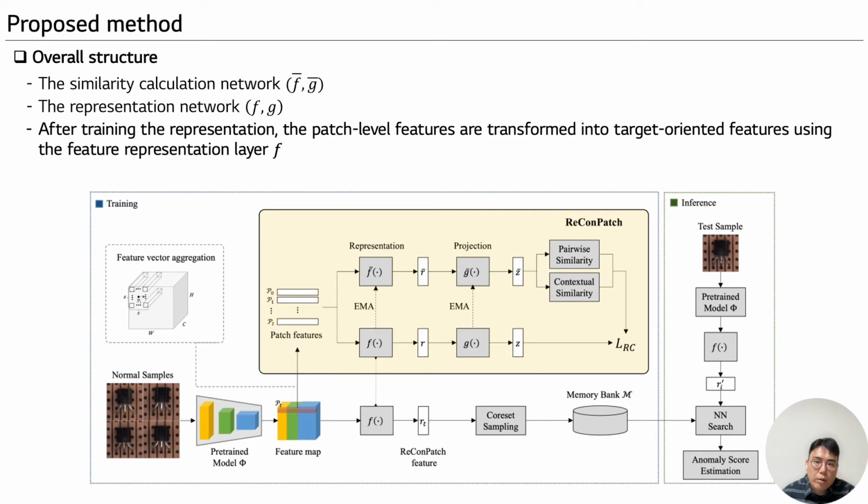ReConPatch utilizes two networks to train representations of the patch level features. The upper network is used to calculate pairwise and contextual similarities between patch level feature pairs. It is gradually updated by an exponential moving average. The bottom network, used for the representation learning of patch level features, is trained through the relaxed contrastive loss.